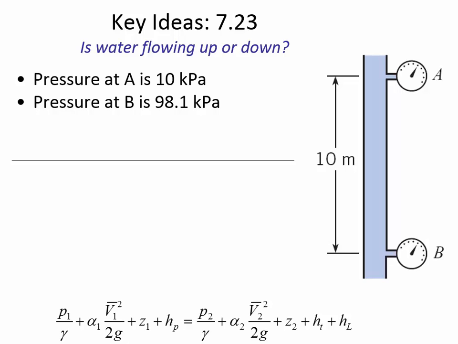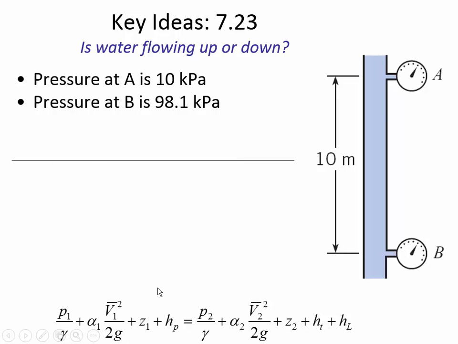Now finally, this one's a little tricky. Problem 723. This is on the set that's due coming up. You're given the pressure at 2 locations, and it's water. So for water, of course, you can use a unit weight of 9810 newtons per meter cubed. They tell you the pressure at A and the pressure at B. And then they're asking, is the water flowing up or down?